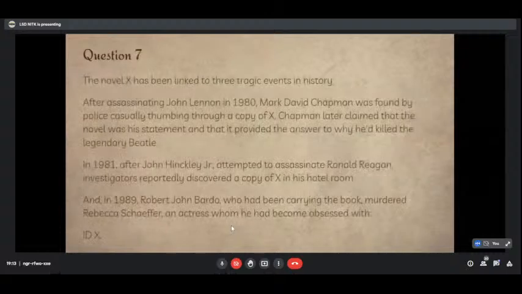A novel that has been linked to three tragic events: the assassination of John Lennon, the attempted assassination of Ronald Reagan, and the murder of Rebecca Schaffer. Question 8.